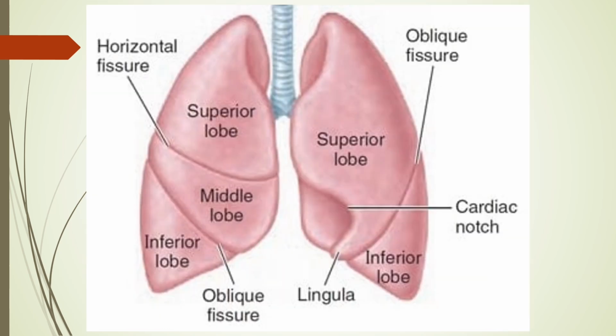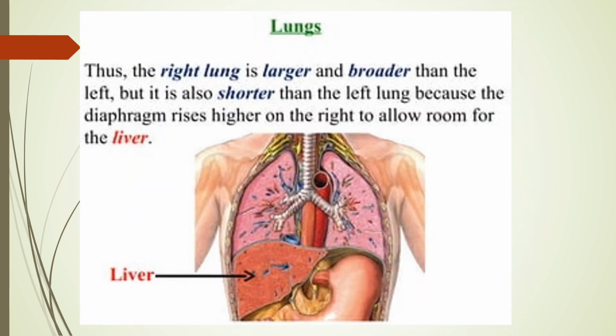The heart is slightly tilted towards the left side. The left lung has a notch that accommodates the apex of the heart. The concave cavity is called the cardiac notch. This cardiac notch allows the heart to fit snugly within the thoracic cavity. It gives space for the heart. So the left lung is smaller, narrower and longer than the right lung due to the space occupied by the heart. Whereas the right lung is bigger than the left lung, but at the same time it's wider and shorter.